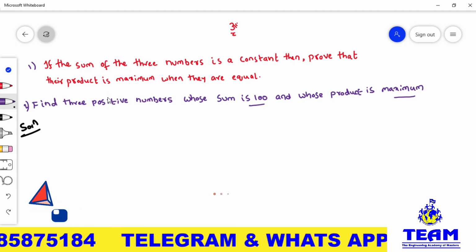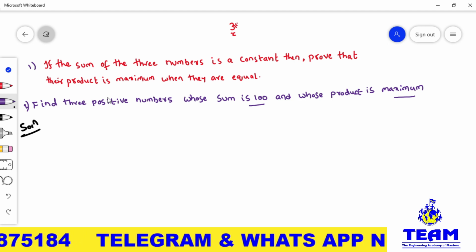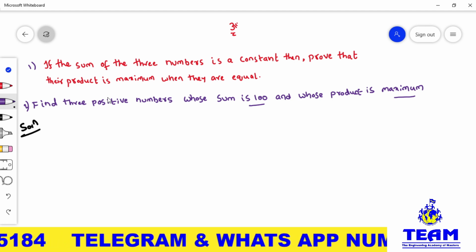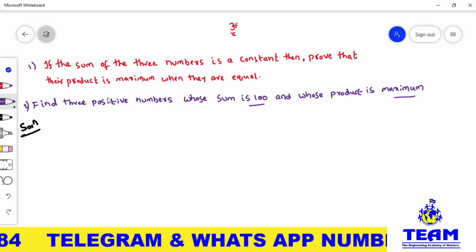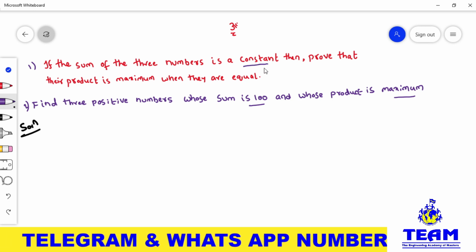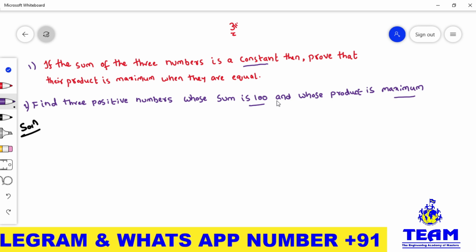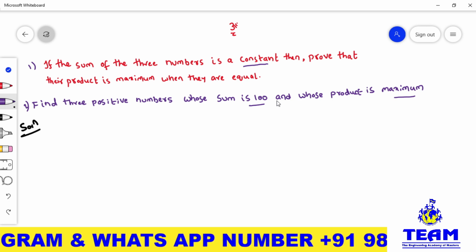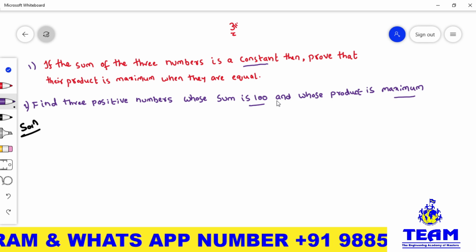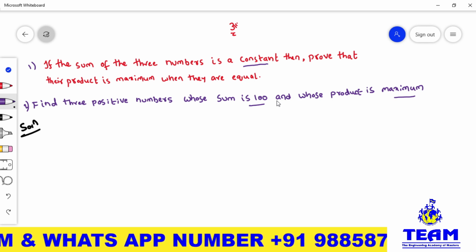Now I am going to solve the first problem. You try to solve the second problem. The only difference is the constant. Instead of a constant, they have given 100. That's it. The remaining procedure is as it is. You try to solve the problem. If you are not getting it, please ping in the comment box. Even if you are getting it, okay.